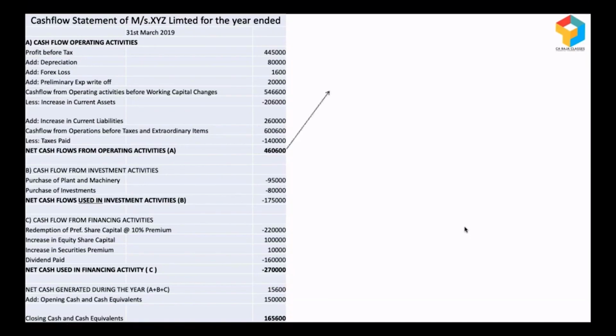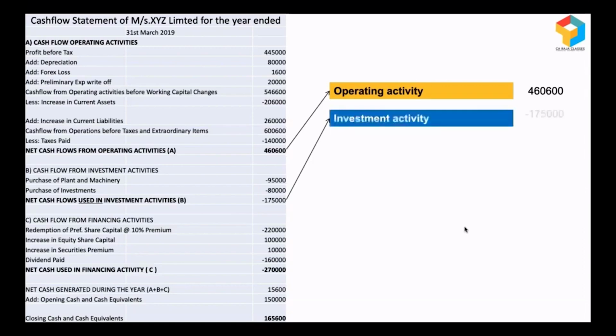Okay, look at this cash flow from operating activity. It's a positive figure of 4,60,600. Look at this investment activity. It is a negative figure of 1,75,000. So the positive figure of 4,60,600 from operating activity means they've run their business for one full year, and from operations they've made a positive cash. Whereas the investment activity negative figure means cash had gone out to the extent of 1,75,000 because they have made some investments. So some other assets have come in.